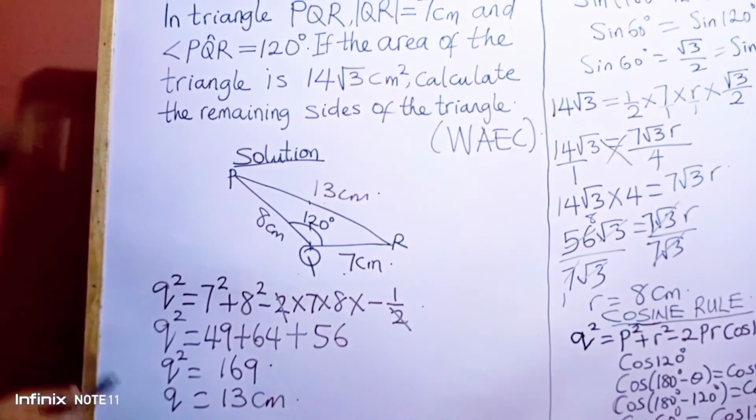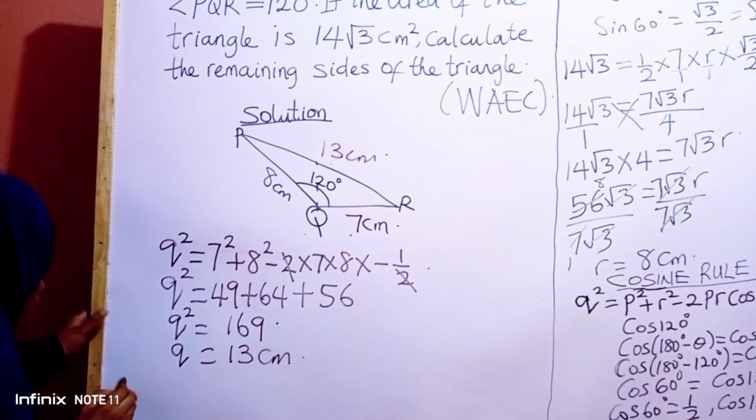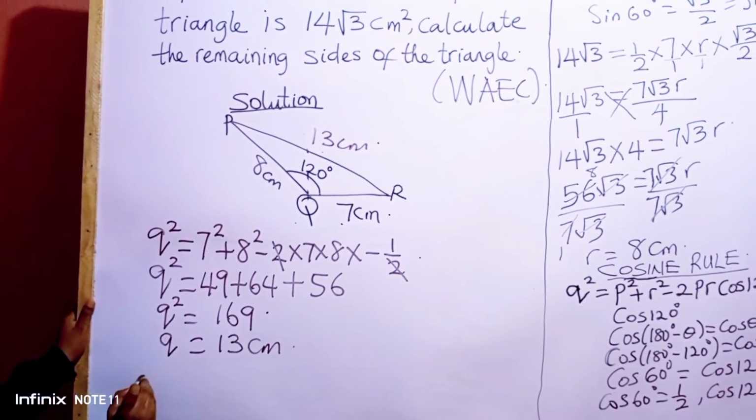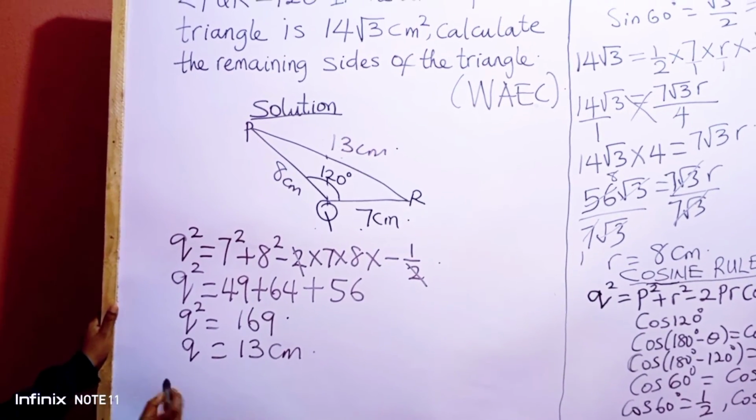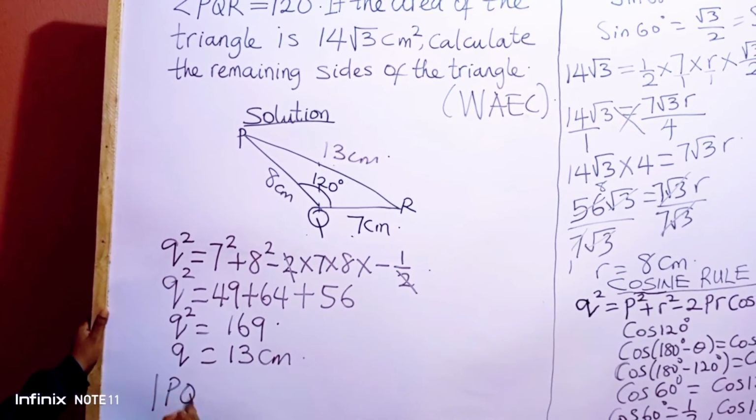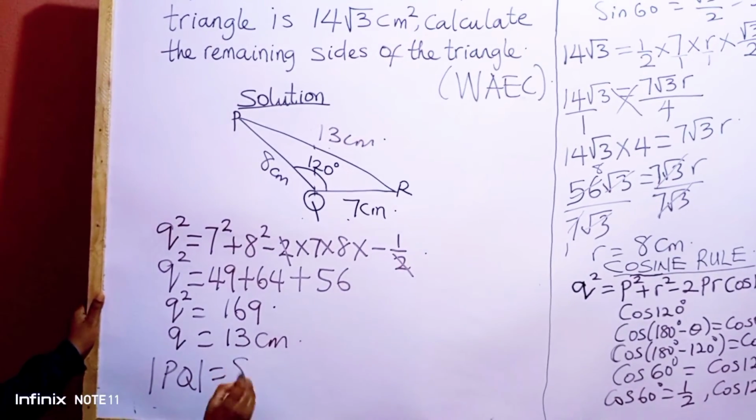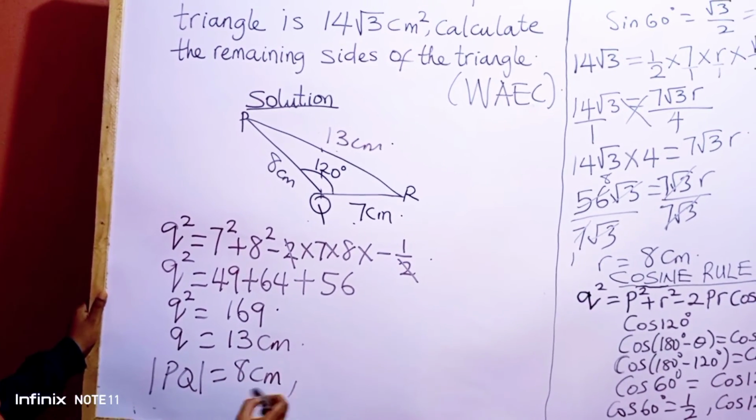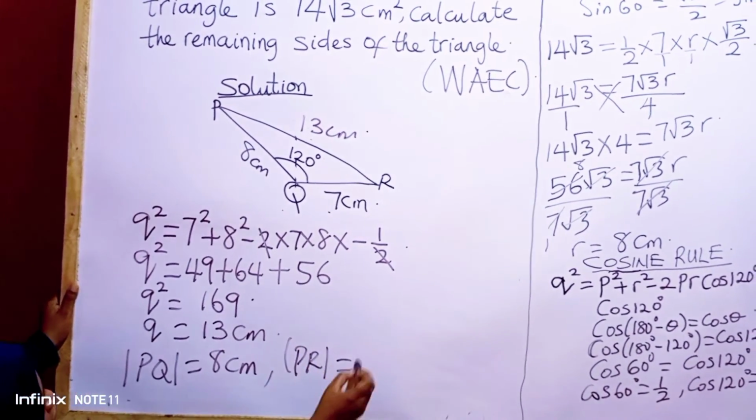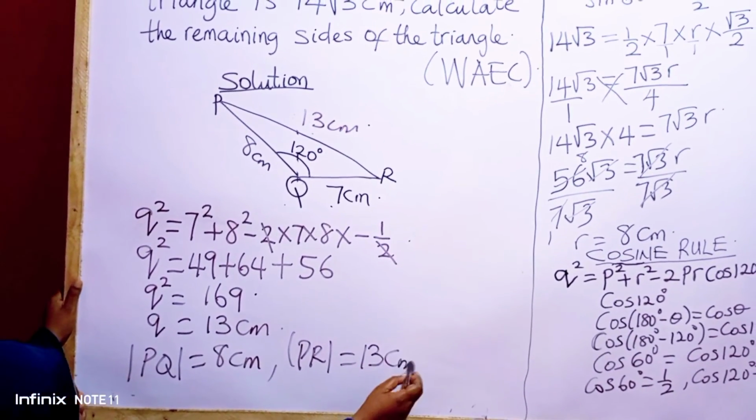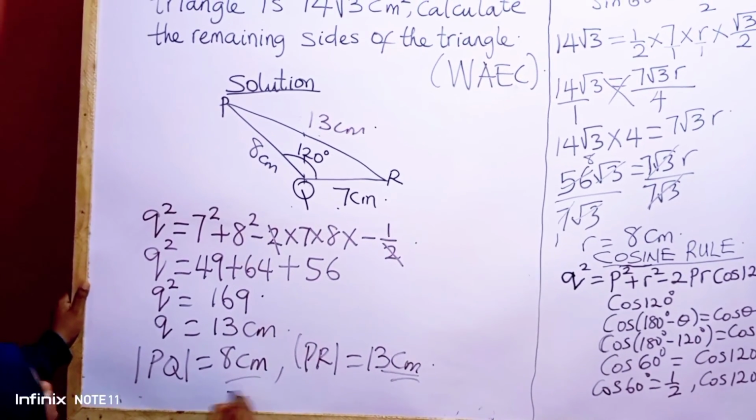So the two sides are: line PQ is equal to 8 centimeters and PR is equal to 13 centimeters. So that is how to find it.